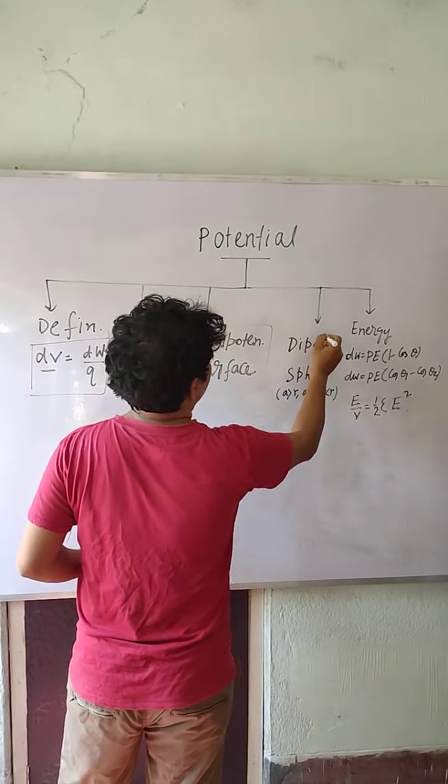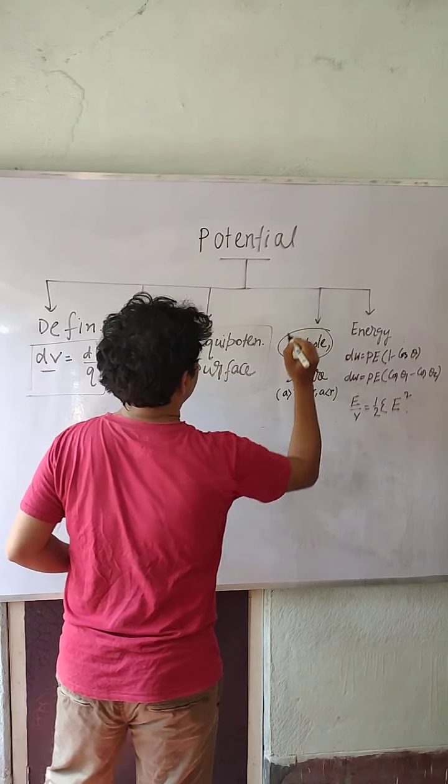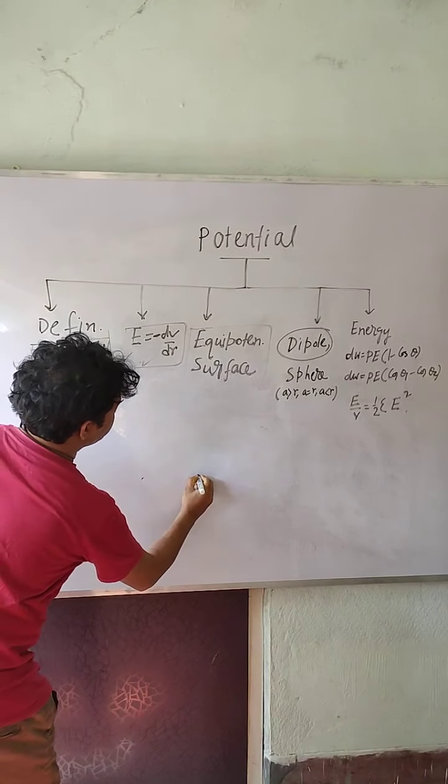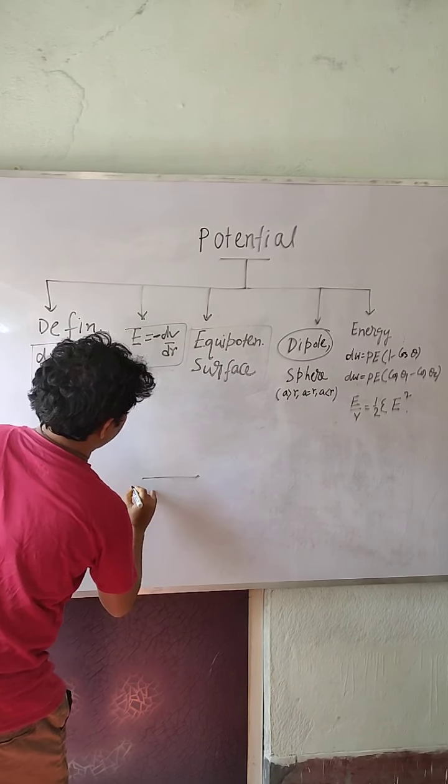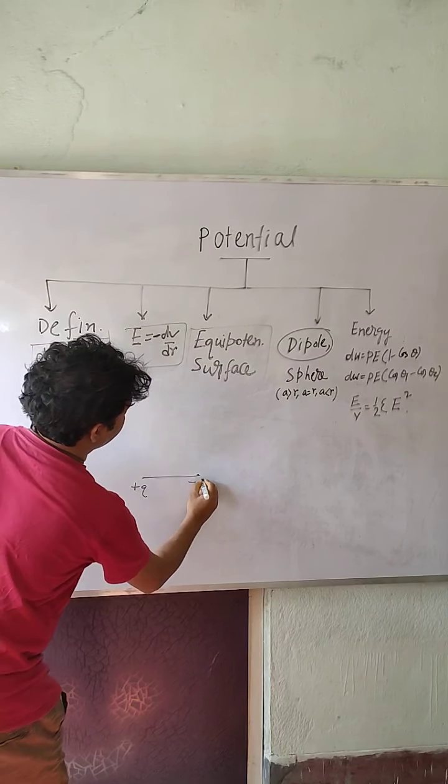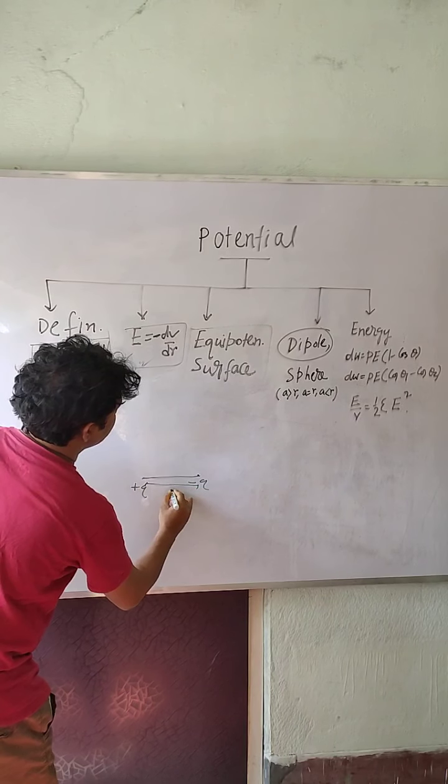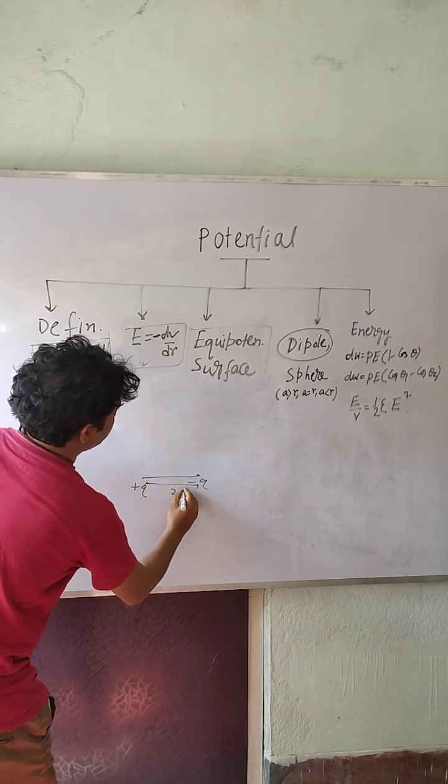Now the potential for a dipole. Dipole potential, to measure the potential for a dipole. So this is a dipole of plus q and minus q, and the distance between them is 2l.